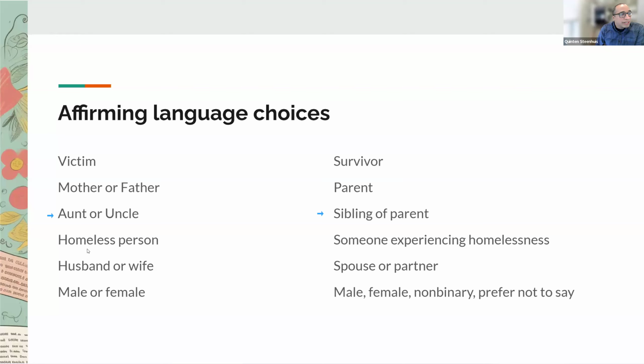With something like homeless, we could say experiencing homelessness. First of all, it's not a permanent condition. It's not an attribute of the person. And it puts the emphasis on the problem that we're trying to solve, right? We're trying to help them through the experience of being homeless. We're not treating them as a homeless person. That's not the important part.